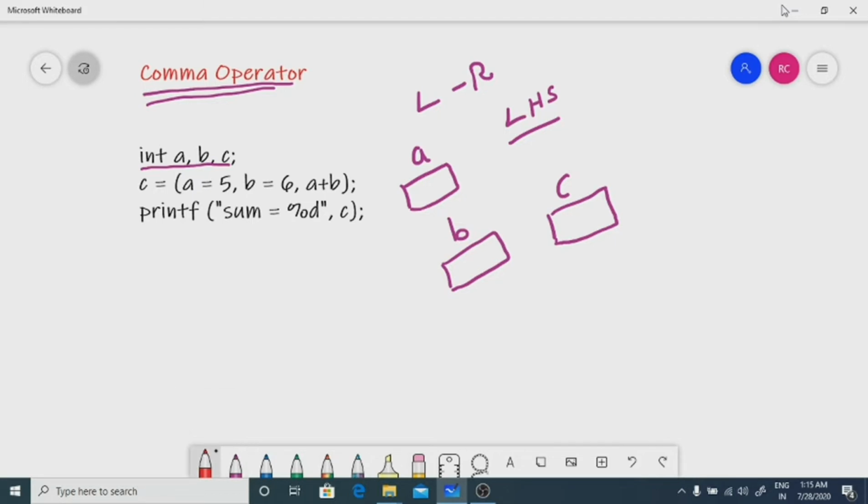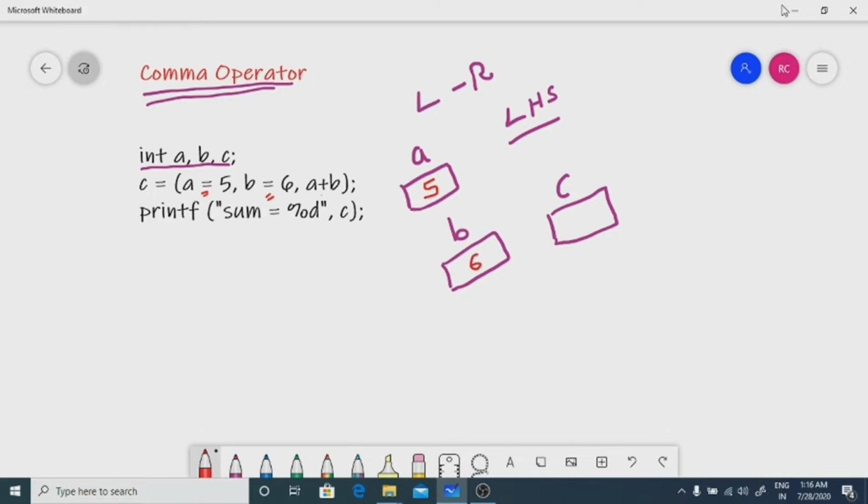Now, left to right means, come to the RHS and start from left to right. That is, first A equal to 5. So 5 will go to A. Next B equal to 6. So 6 will go to B.